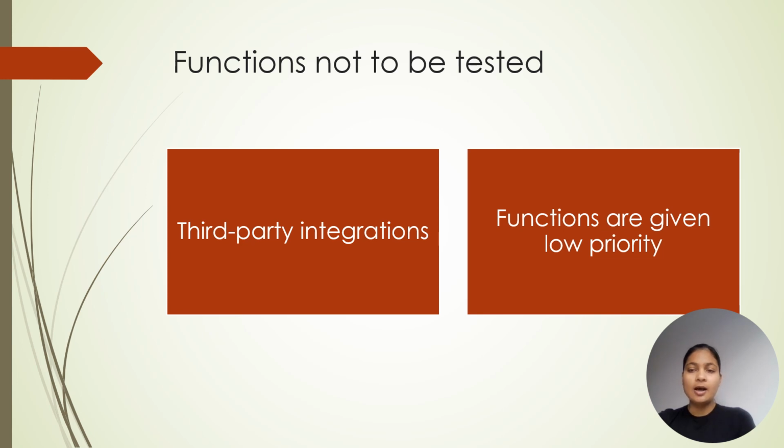Second is functions that are given low priority. As the name suggests, such functions generally have a low risk of failure and their failure does not occur often. So there is not a drastic change or effect on the system, and that's why they are not tested.